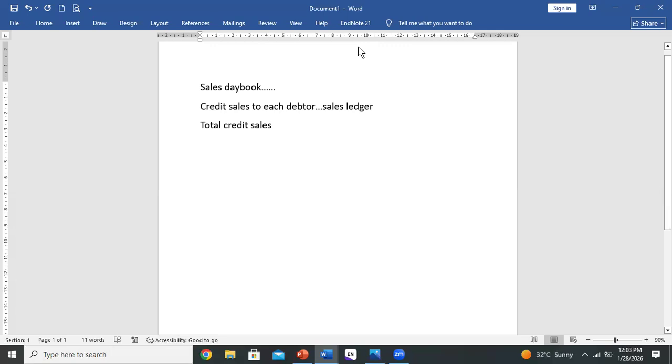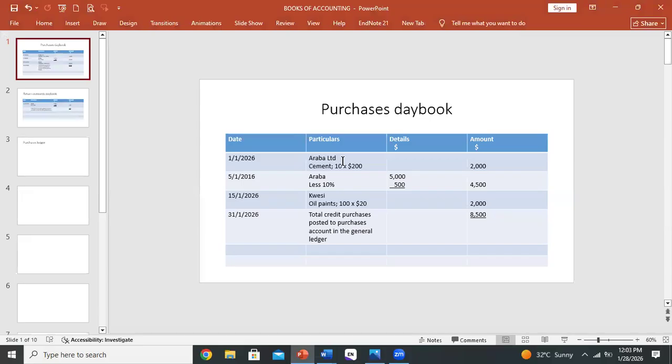So if we pick this book, this is the purchases day book. The individuals in here are creditors. If we are posting, we have to post these individuals, Araba Limited, Araba and Kwesi, to the purchases ledger. Under the purchases ledger, we open an account for Araba Limited, and another account for Araba.